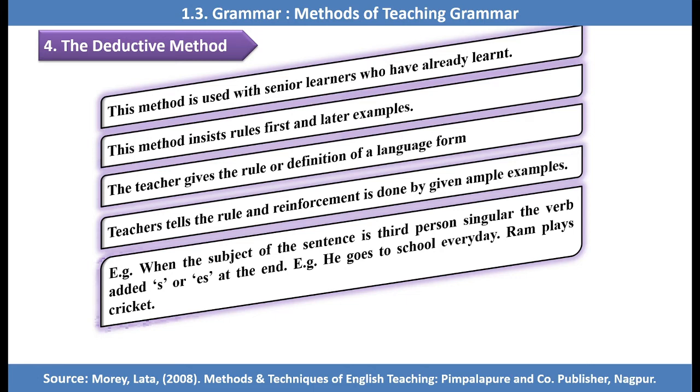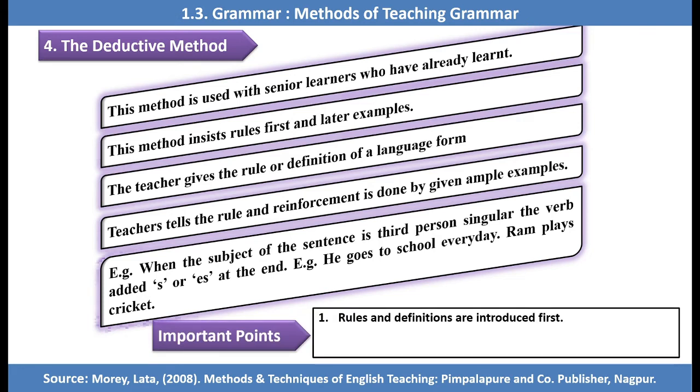So examples are given. He goes to school every day. Here he is third person singular. Then Ram plays cricket. Ram is also the name of a third person, and it is singular. So we have es here and s here. So we add s or es when the subject of the sentence is third person singular. That is the method. First the rule is explained by the teacher, and some examples are given to learn that rule. So that's why it is called a deductive method.